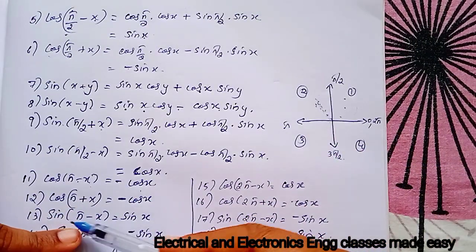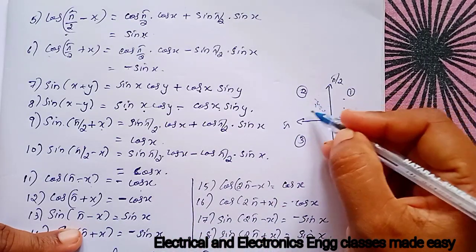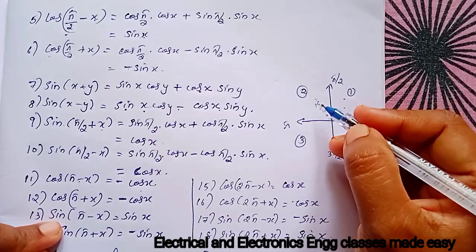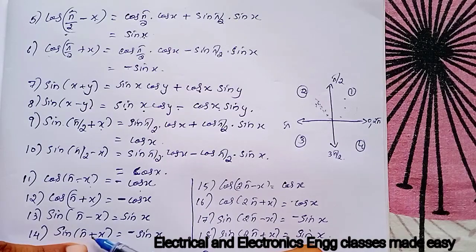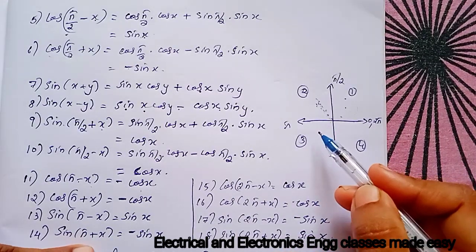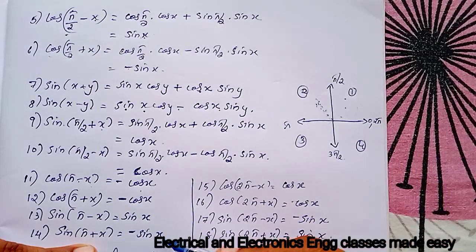Next is sin(π − x). It is in this quadrant, and in this quadrant sin is positive. So we have to write sin x. Then sin(π + x) is in this quadrant. In this quadrant sin is negative, so we have to write −sin x.